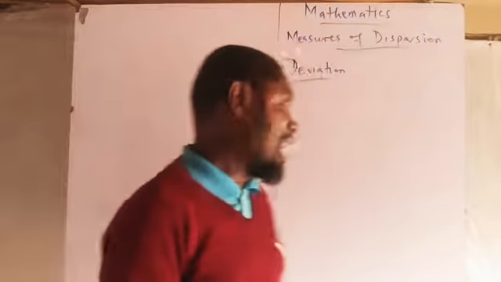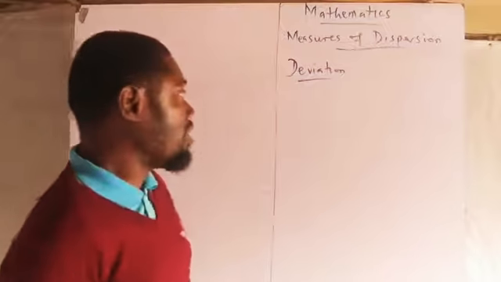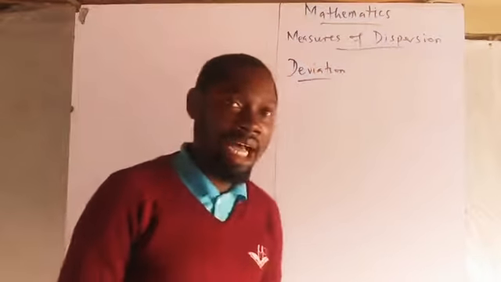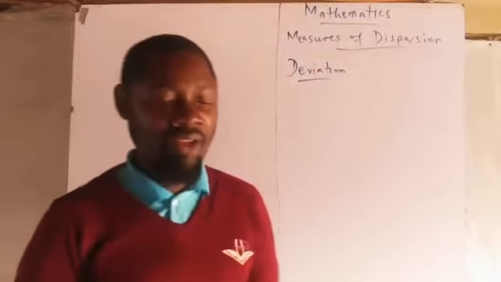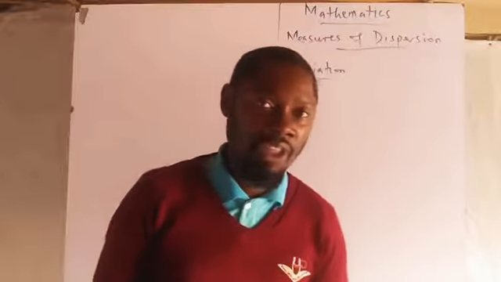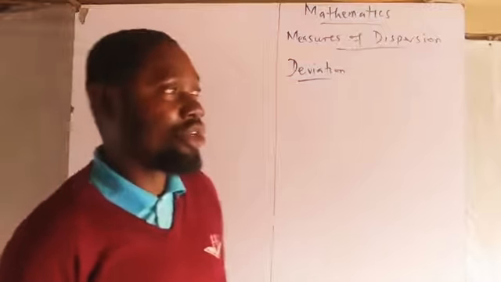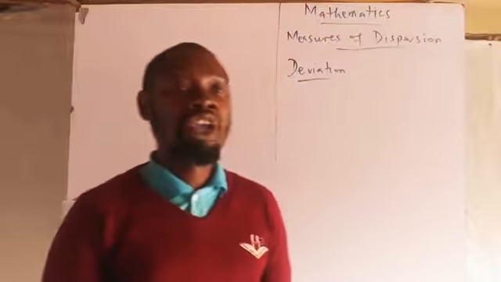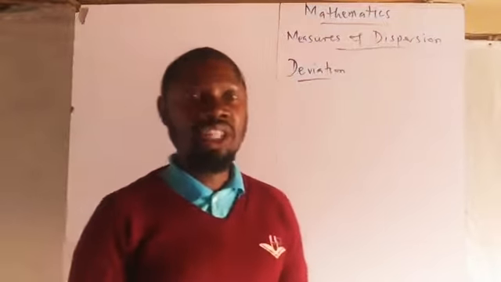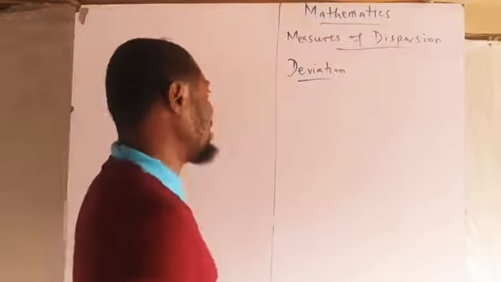Now, for you to find or to calculate your deviation, you must first of all understand the mean value. Get your mean value. If you have your mean value, then subtract the mean value from each of the distribution or each of the frequency or each of the data given to you that you already know. Now let's look at the example.